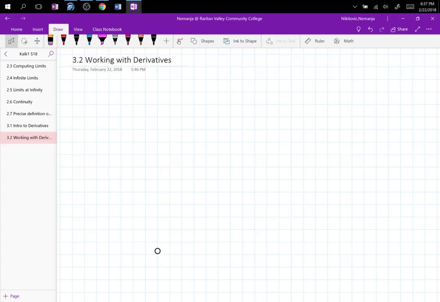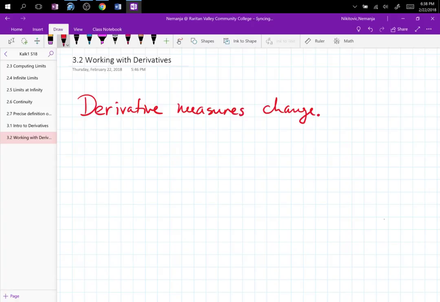So we are going to draw some conclusions and links, actually, between the function and the derivative. We'll see in which way they are related. I already said that the derivative measures change. Worth writing it again. Derivative measures change.